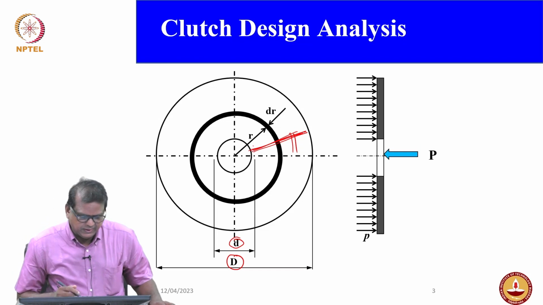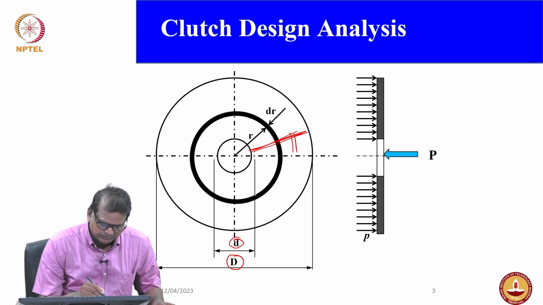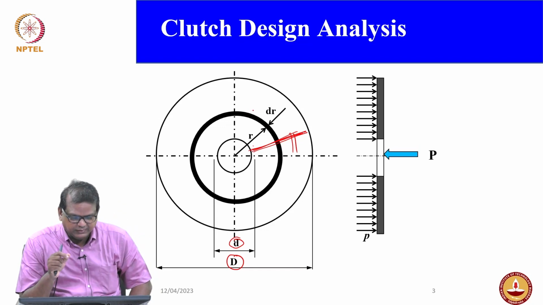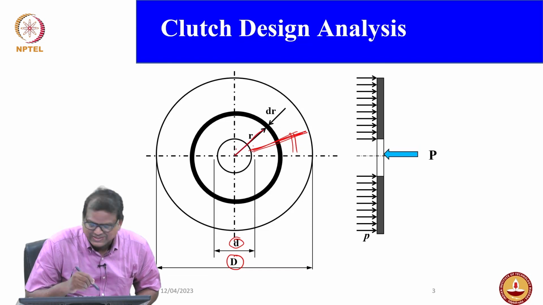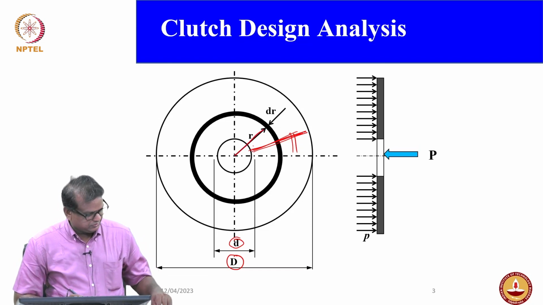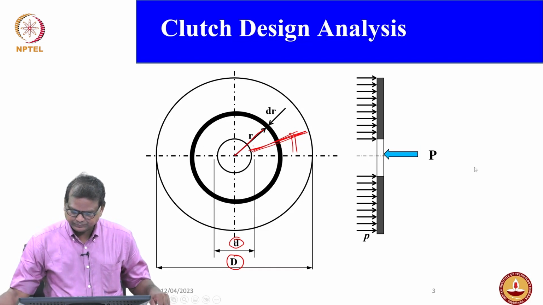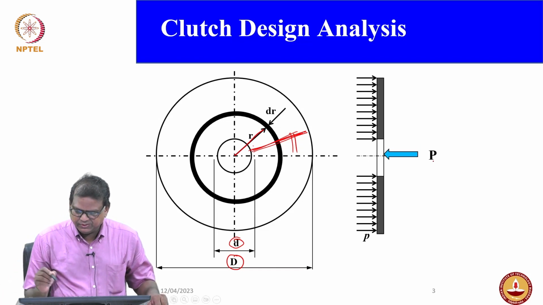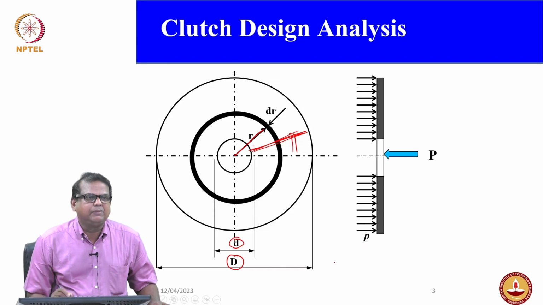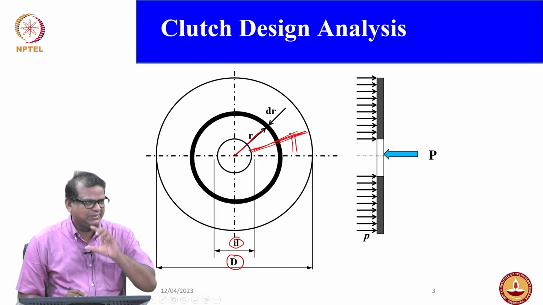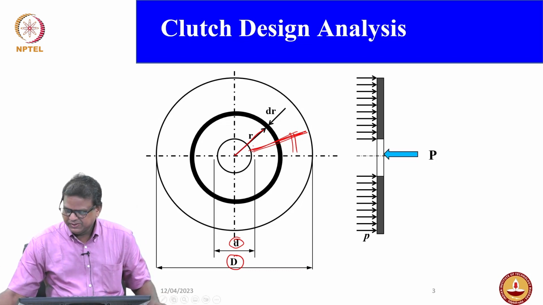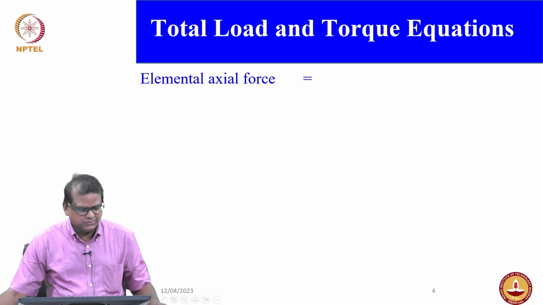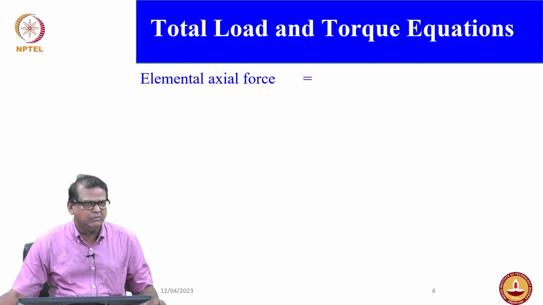So, we are going to take a small strip, as you see, with dr thickness at radius r from the center, and we will see what exactly is going to happen. Here P is your force, small p is the pressure intensity acting along the friction lining surface. We need to understand how the torque will be transferred.